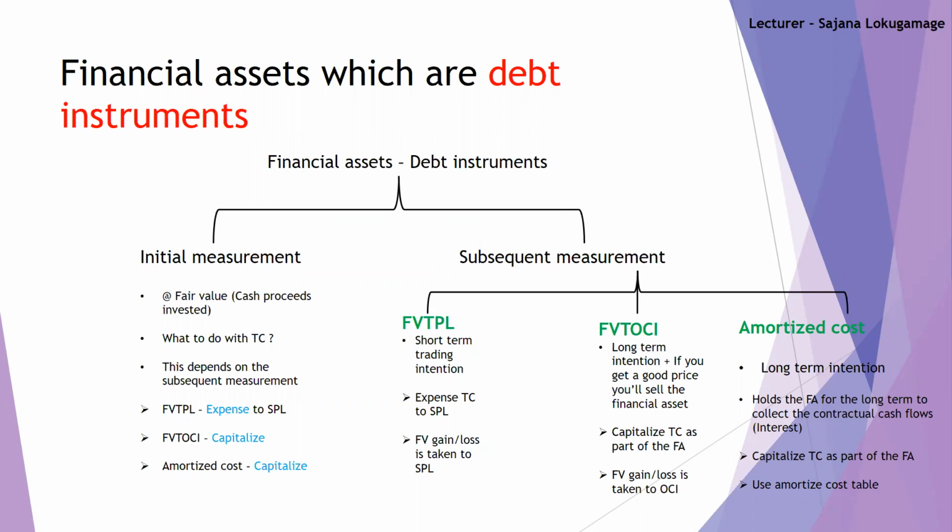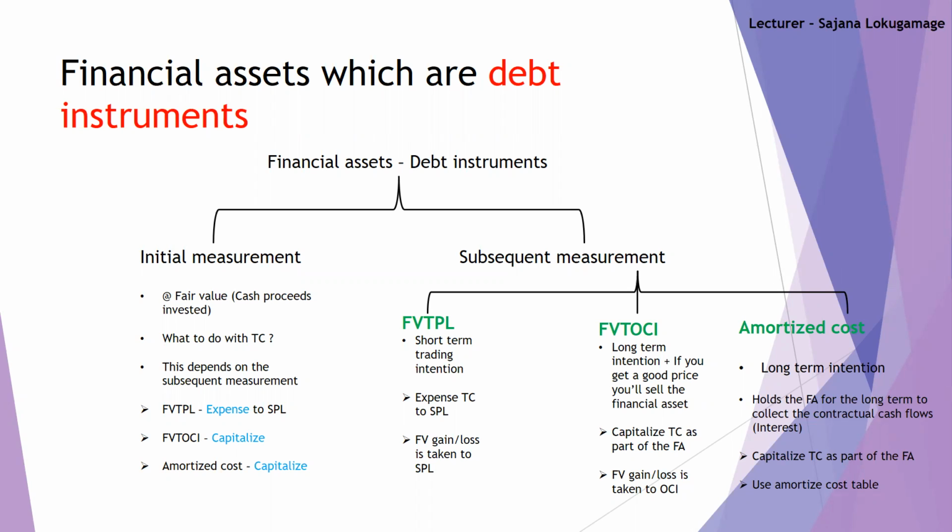Now let's look into the initial measurement and subsequent measurement. For initial measurement, you always have to record it at fair value. That is the cash proceeds you invested. So the point is what to do with the transaction cost. This will depend on your subsequent measurement.